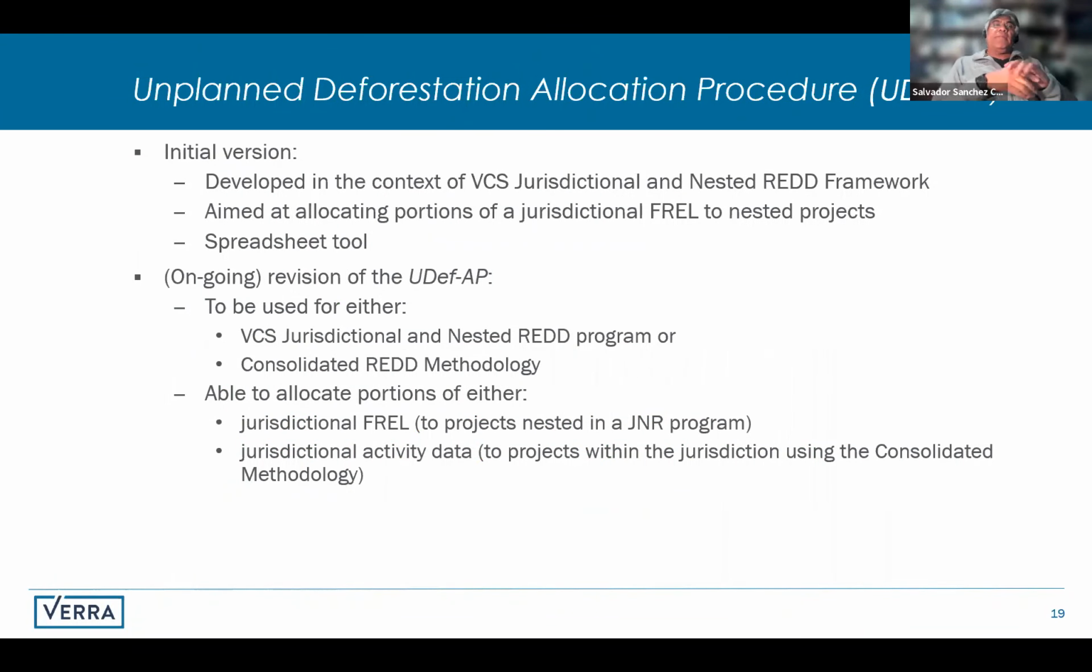Once we have that one, we use the allocation procedure for allocating fractions of the jurisdictional activity data to the project areas within the jurisdiction based on the estimated risk of deforestation. For this, we use the allocation procedure or allocation tool. We have an initial version that was developed in the context of the BCS jurisdictional and nested REDD framework.